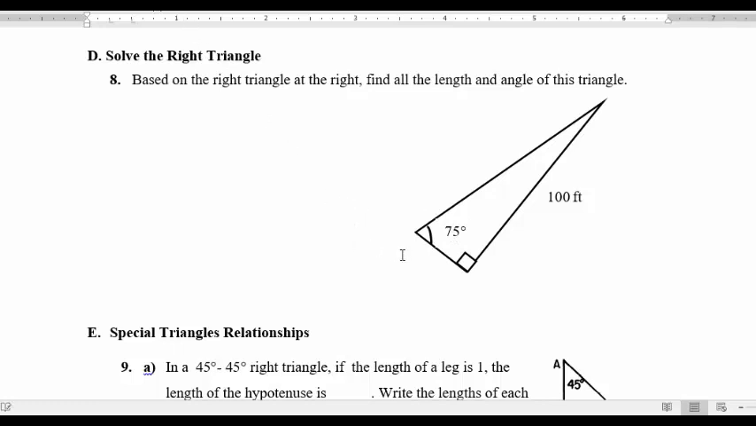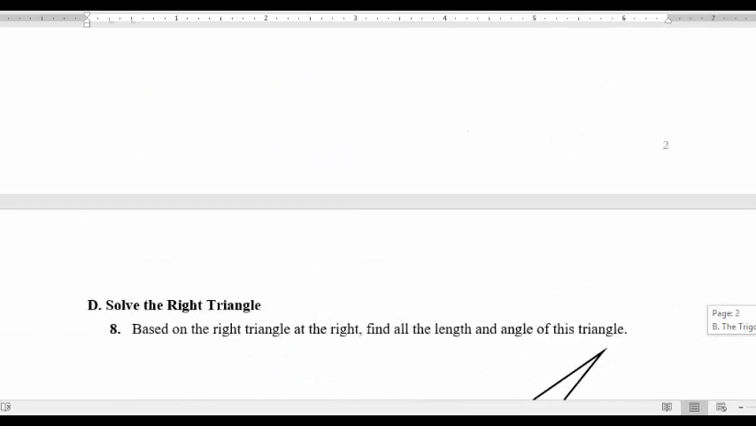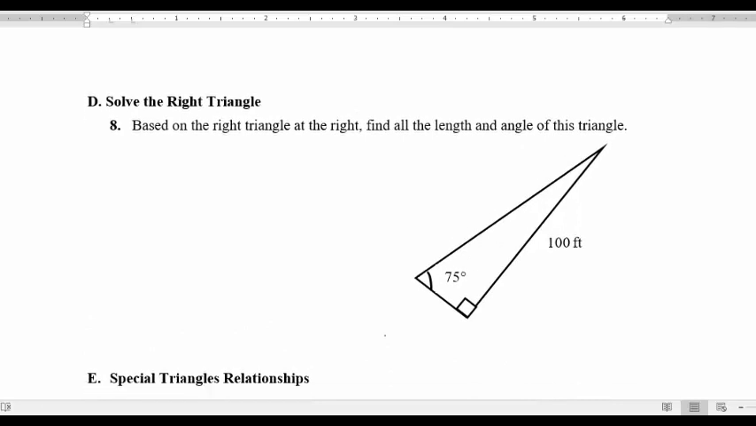So if one is 75, I guess we'll label this triangle A, B, C. Generally, the right angle is going to be called C because the hypotenuse is usually side C, which is opposite angle C. So if we know angle B is 75 degrees, then we know that angle A is 90 minus 75, which is just 15 degrees. So that's the easy part.